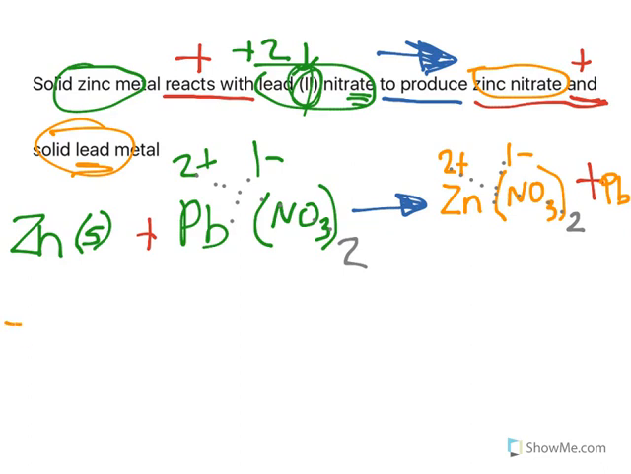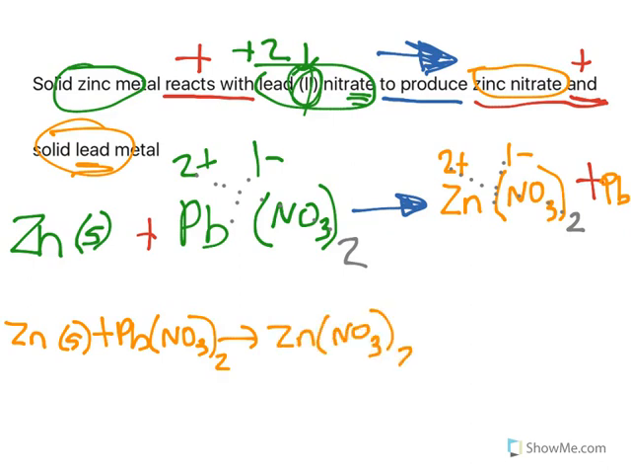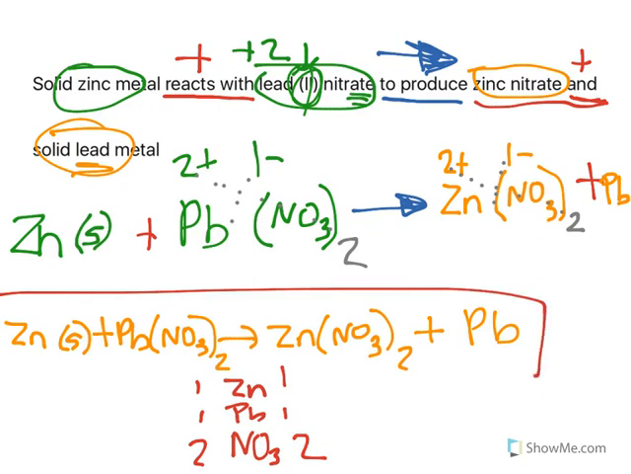All right, so I'm going to rewrite it just a little bit smaller. I've got Zn solid plus Pb(NO3)2 yields Zn(NO3)2 plus Pb. All right, so I've got zinc, lead, and then nitrate, NO3. On the left, I have 1 zinc, 1 lead, and 2 nitrates. On the right, I have 1 zinc, 1 lead, and 2 nitrates. So this guy's actually already balanced. So this would be my final answer.